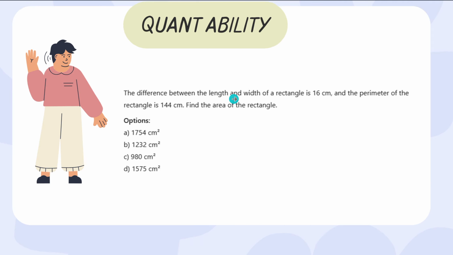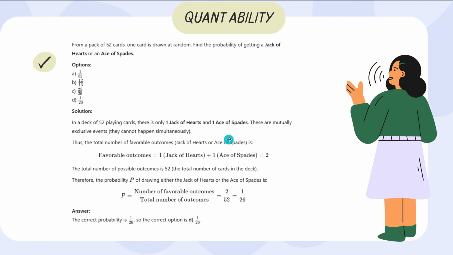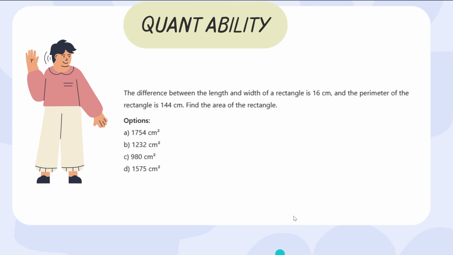The difference between the length and width of a rectangle is 16 centimeters and the perimeter of the rectangle is 144. Find the area of the rectangle. I hope you can do it because the difference between the length and width of a rectangle is 16. The perimeter is also given. What about the area? Use the formula: for area, it is length into breadth. For perimeter, 2 into (L plus B). Right? Now you can use that and you can do it. Okay, this is the question. Please do it. So this is the homework for you.